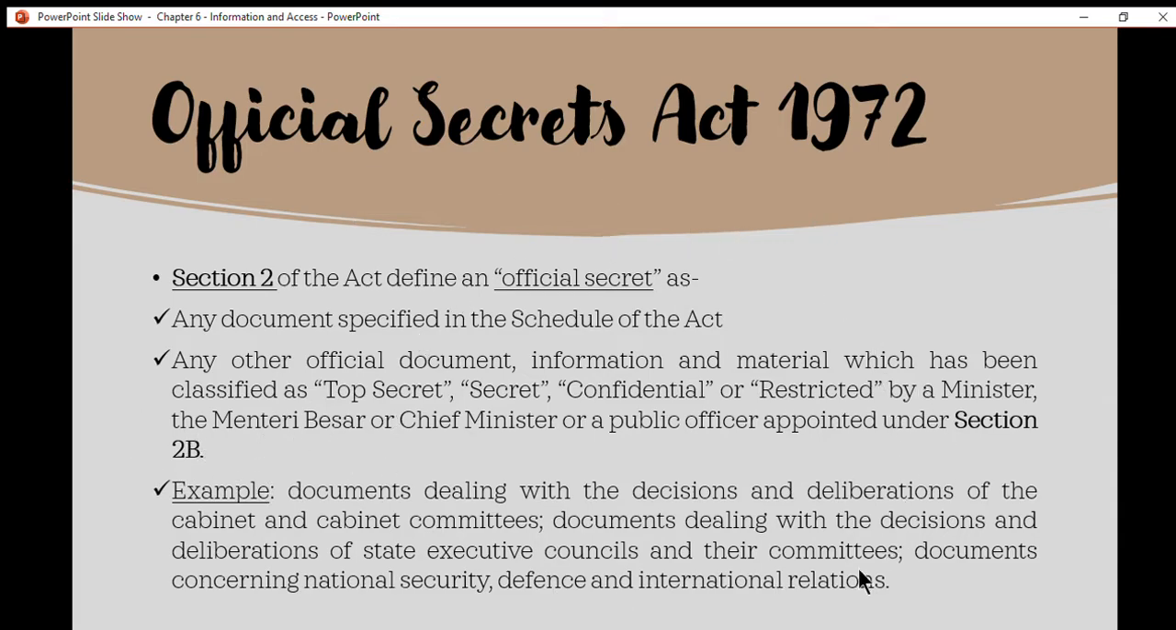So examples of official secrets are documents dealing with the decisions and deliberations of the cabinet and cabinet committees, documents dealing with the decisions and deliberations of state executive councils and their committees, and then the documents concerning national security, defense, and international relations. So these are the examples of confidential documents or information that belong to the government.